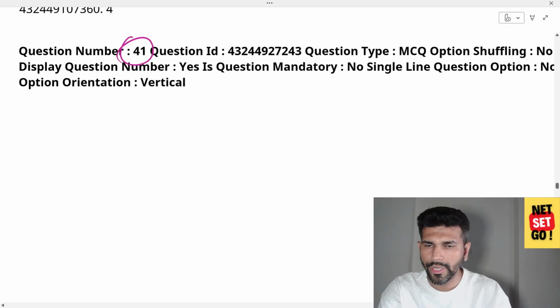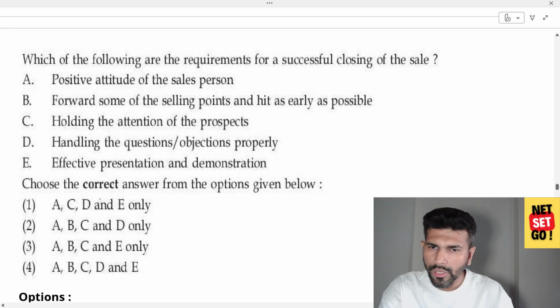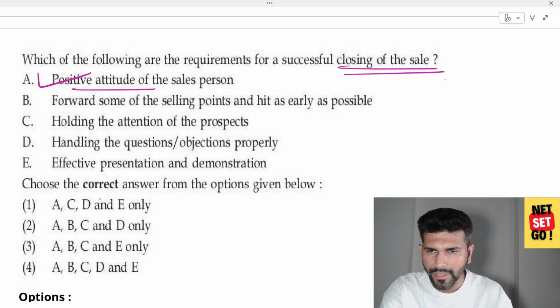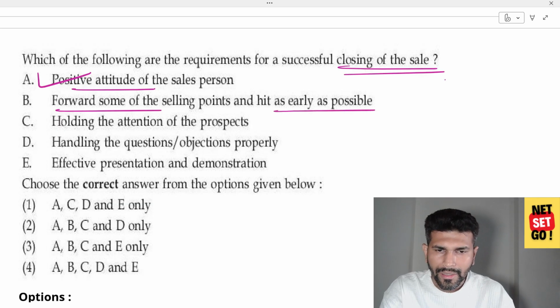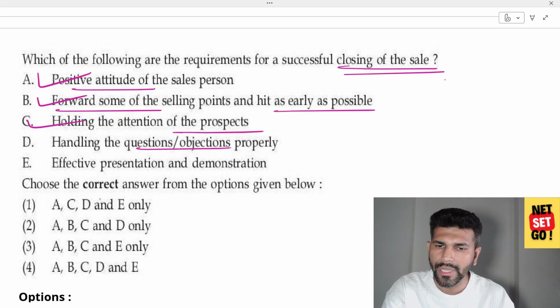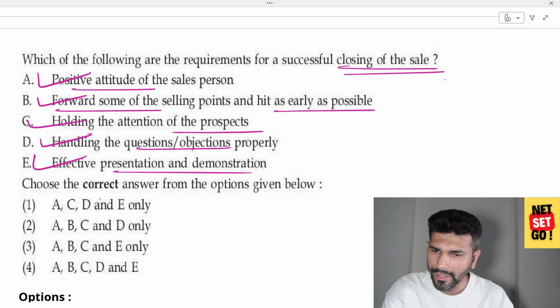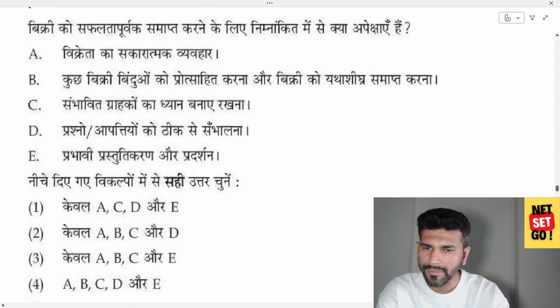Next, question number 41. Which of the following are the requirements of successful closing of sale? Positive attitude of salesperson, correct, it is required. Put forward some of the selling points and hit as early as possible, correct. Holding the attention of the prospect, correct. Handling the questions and objections properly, correct. Effective presentation and demo, correct. All are correct. A, B, C, D, E. Option 4 is correct answer.